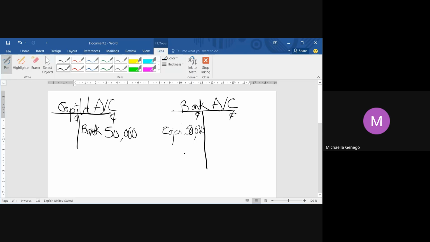Next. The firm paid rent in advance for a year ended the 1st December 2023 at a cost of 16,000 Ghana cedis with a check. It did what? It paid rent in advance, for a year. What does that mean? For a year.